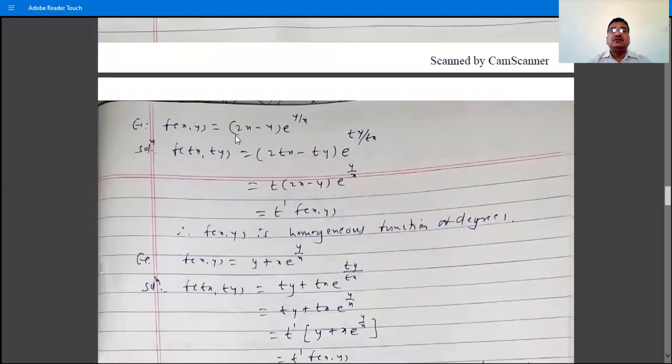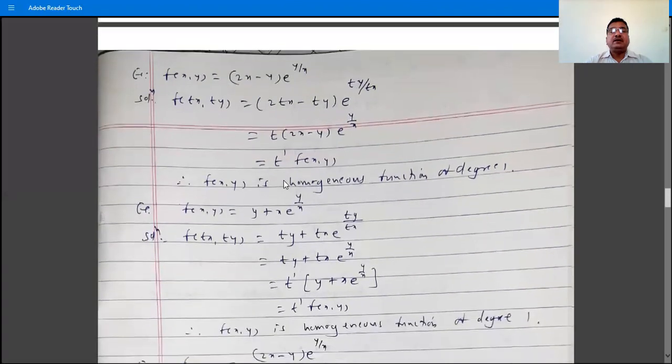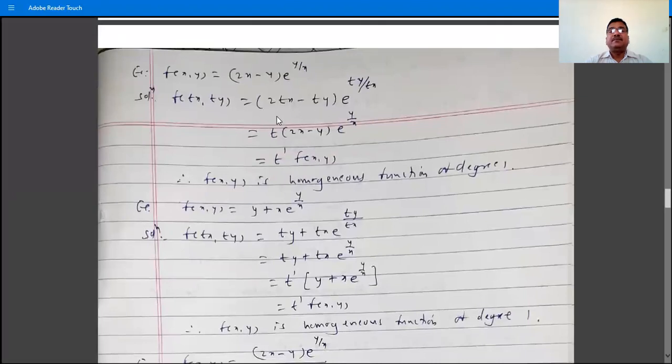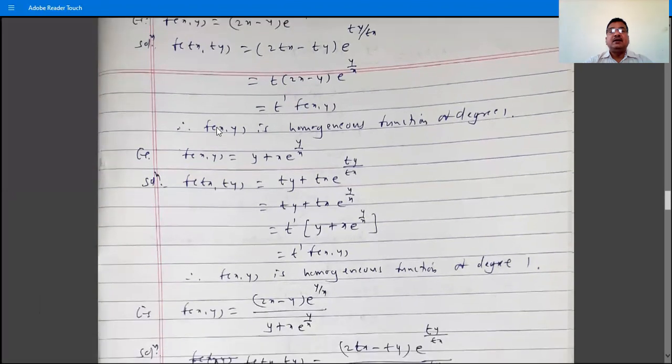Similarly, f(x, y) is equal to 2x minus y e raised to y by x. Then find f of (tx, ty). It is 2tx minus ty e raised to ty divided by tx. That is, replace x by tx and y by ty. Then take t common. We have 2x minus y, and t gets cancelled, so e raised to y by x. This is the f of (x, y), and so we have f of (tx, ty) is t raised to 1 f of (x, y). So f(x, y) is a homogeneous function of degree 1.